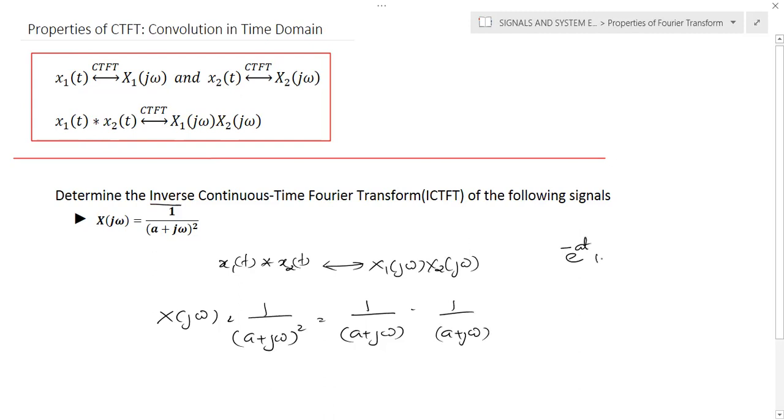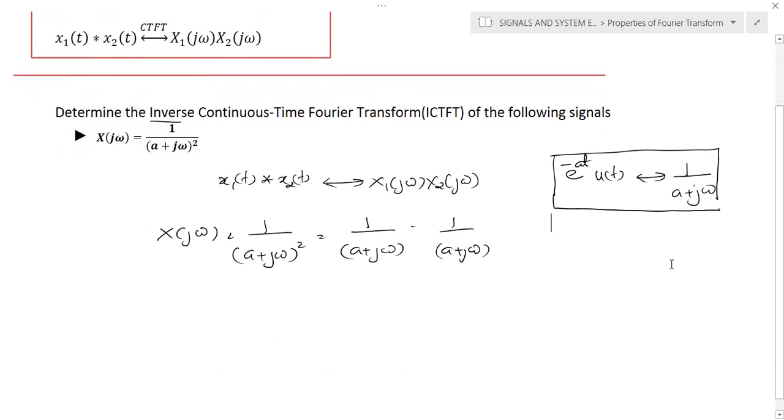The Fourier transform of the signal e raised to minus at into u of t, an exponential signal, is simply 1 by (a plus jω). This is a standard result; we already derived this relation for the Fourier transform of the signal e raised to minus at into u of t. Now we need to find the inverse Fourier transform of the signal X of jω.